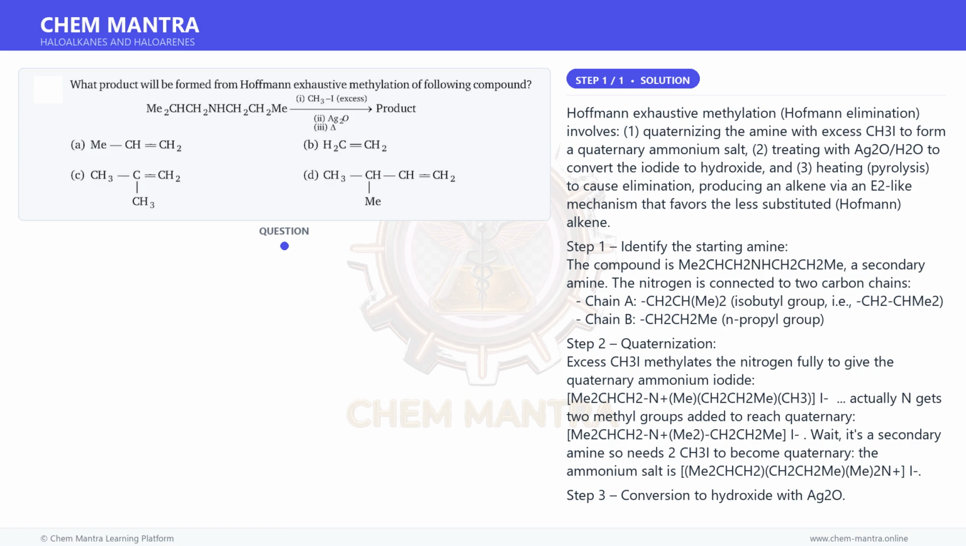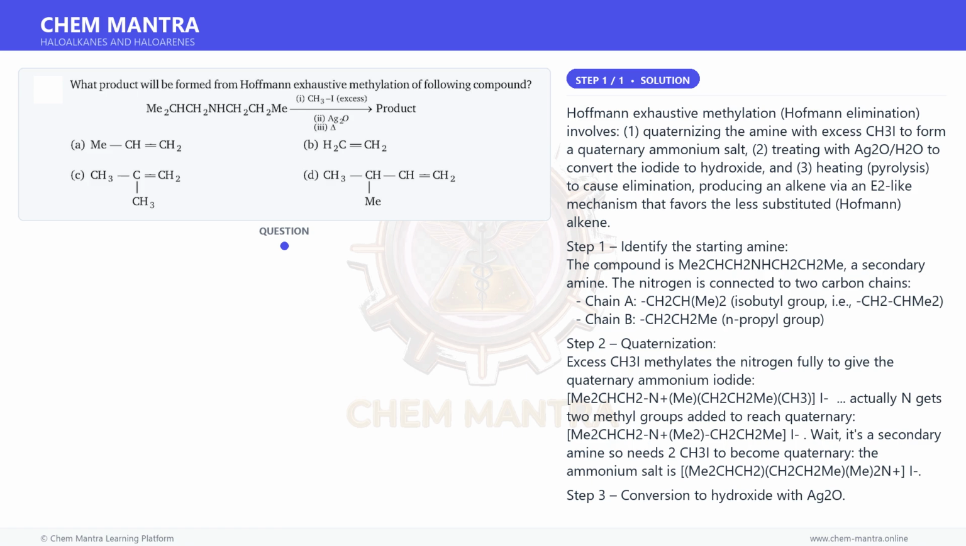The nitrogen in the quaternary salt has 4 groups. 1. CH2CH(Me)2, isobutyl: the beta carbon to N is CH(Me)2, which bears two methyl substituents, tertiary H, more substituted. 2. CH2Me, N-propyl: the beta carbon to N is CH2Me, which bears one methyl, secondary H, less substituted. 3. Two CH3 groups: no beta H available for elimination. Actually, CH3 attached to N has no beta H.